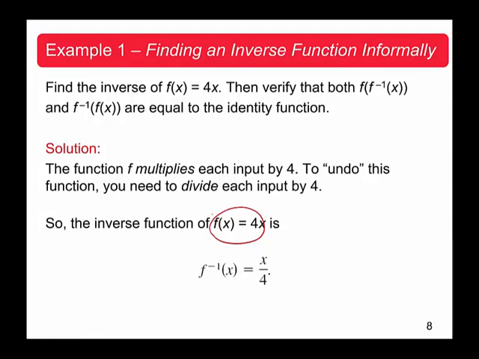Algebraically speaking, you just first of all write this, and then you change f of x to y. You get y equal to 4x. Now interchange: y becomes x, and x becomes y. Now you solve for y, and so y equal to x over 4. Now again, you turn the y into the inverse notation, f inverse of x.